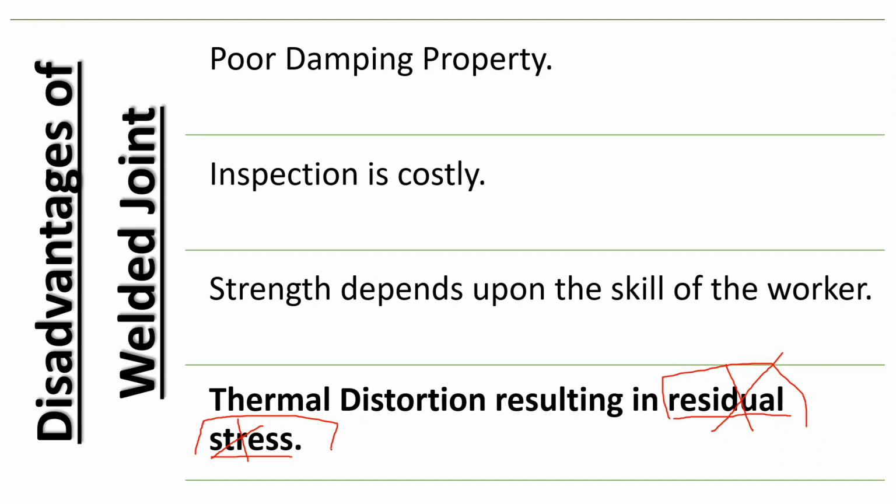So this is one of the major disadvantages of the welded joint, and this is because of the uneven heating and cooling in the vicinity of the weld, which causes thermal distortion, resulting in the residual stress.